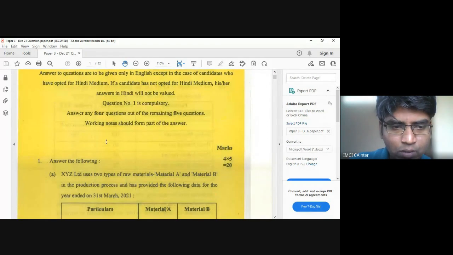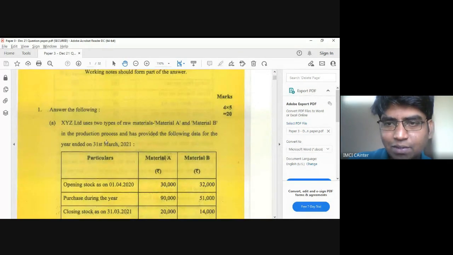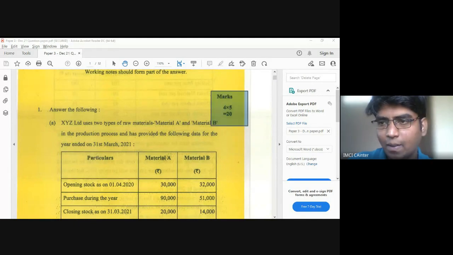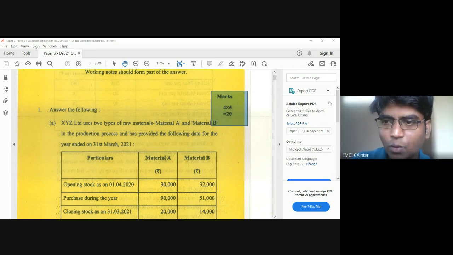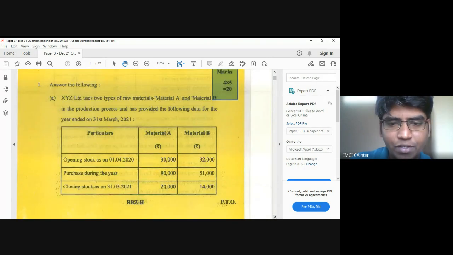Okay, so the first question, which is a compulsory question. Vishal, yes sir. Both of you, just note it down. See, the first question, which is a compulsory question, you can note it down in paper number 3. It is 20 marks; totally 4 questions you have to attend, 5 marks for each.